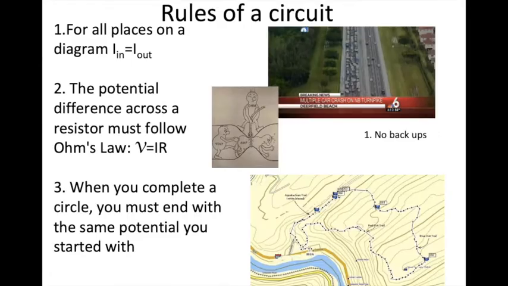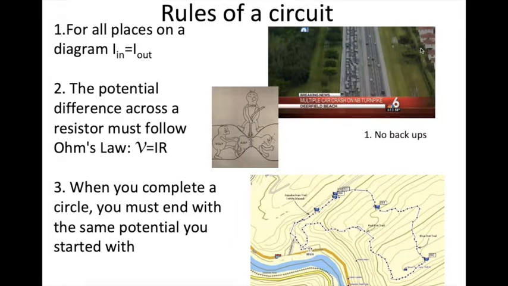Today we're going to talk about series and parallel circuits, which are just two ways of combining resistors together. So the basic rules of a circuit are that for all places in a circuit diagram, the current in has to equal the current out. And you can kind of see why that needs to be the case in the picture at the right.